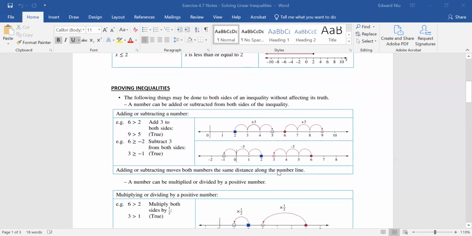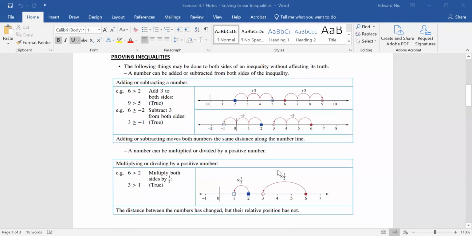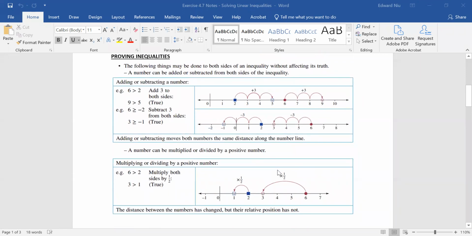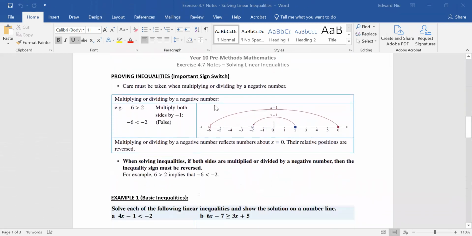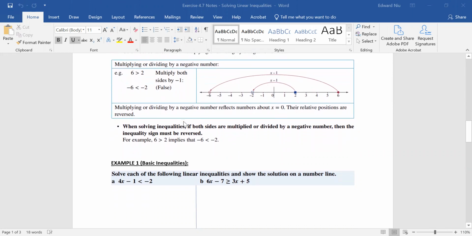Now, how do we solve linear inequalities? Well, it's basically the same rules as linear equations, okay? But whenever we multiply or divide by a negative number, we need to make sure the signs switch around for the inequality statement to hold true. What does that mean? Well, let's take a look at some examples.